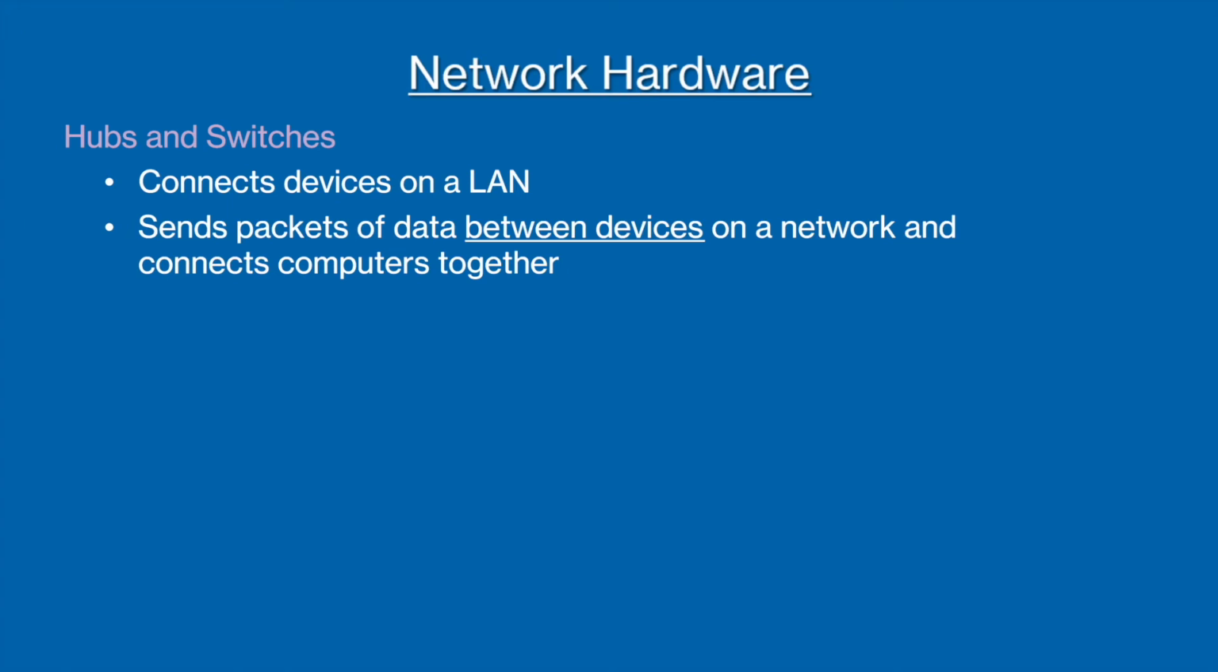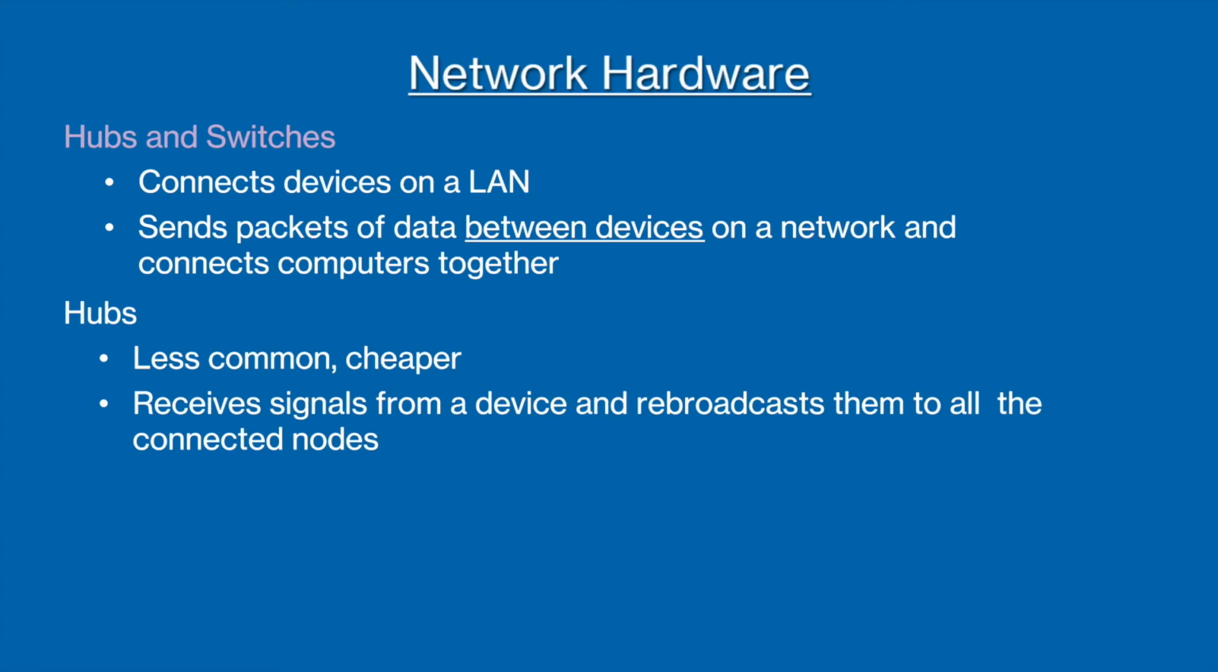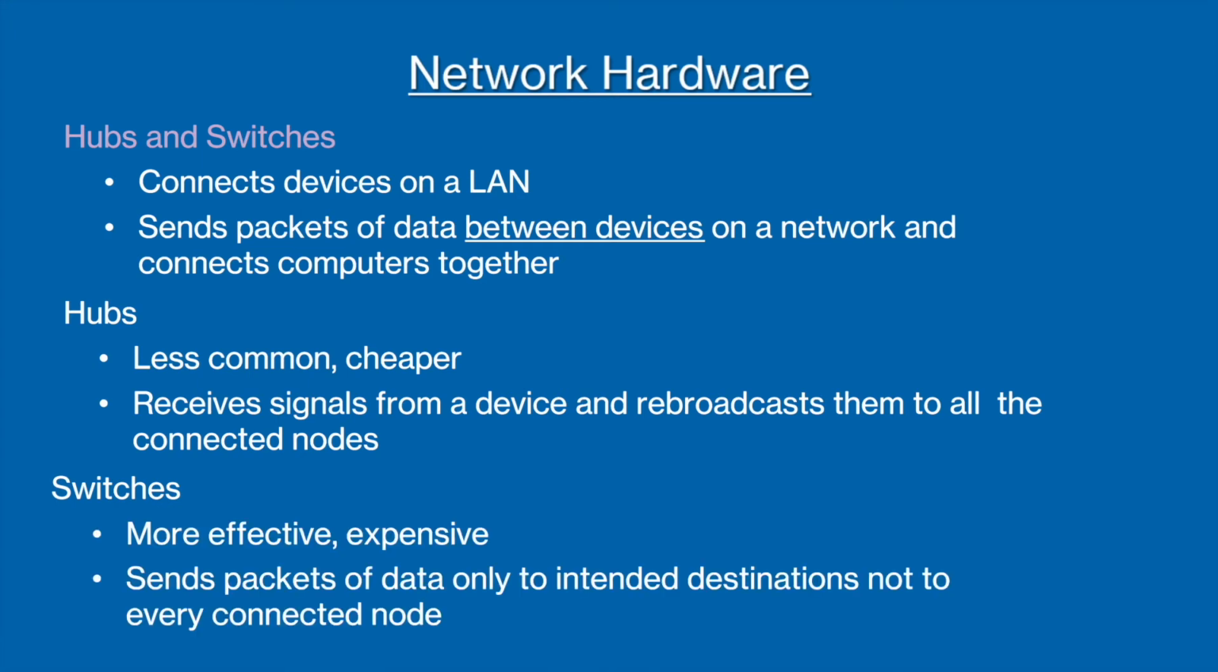The next two pieces of network hardware do basically the same thing, with one being more specific and effective than the other. We're talking about hubs and switches. So hubs are less commonly used nowadays, and they are also cheaper. They receive signals from a device and rebroadcast them to all the connected nodes. Switches, on the other hand, send the data packets only to the intended destinations, and not to every connected node. This makes switches more effective, however also more expensive.